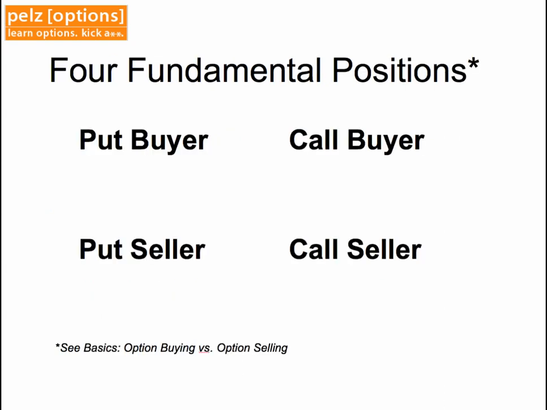There are basically four fundamental option positions. One can be a put buyer or a put seller. Likewise, one can be a call buyer or a call seller. If you understand how each of these works, you can basically understand any option position, no matter how complex. It's very important to understand each one individually.